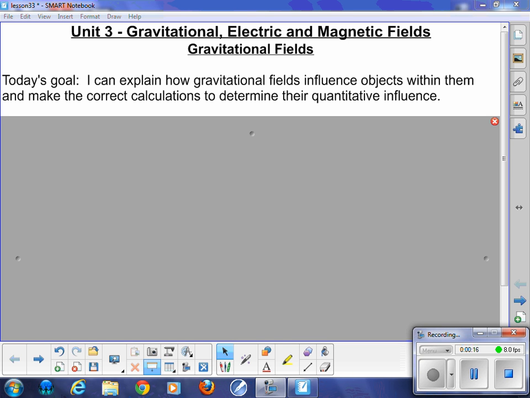And we're starting with something that you should be a little bit more comfortable with, gravitational fields, because it's something you have a better chance of visualizing. So today's goal: I can explain how gravitational fields influence objects within them and make the correct calculations to determine their quantitative influence.